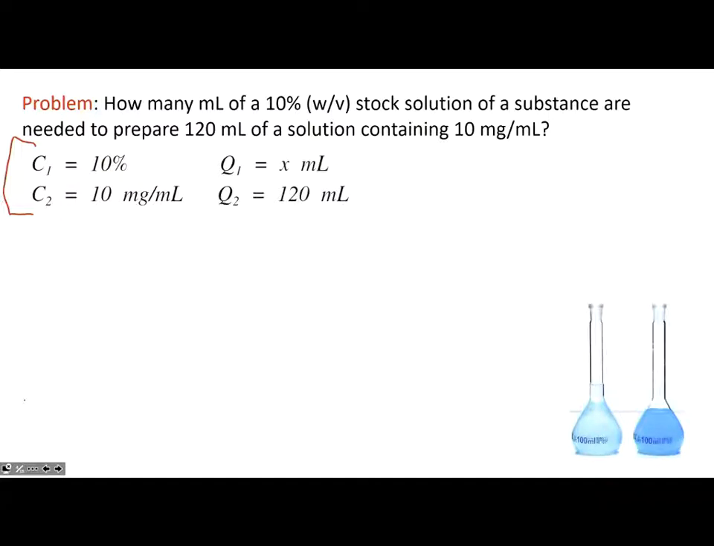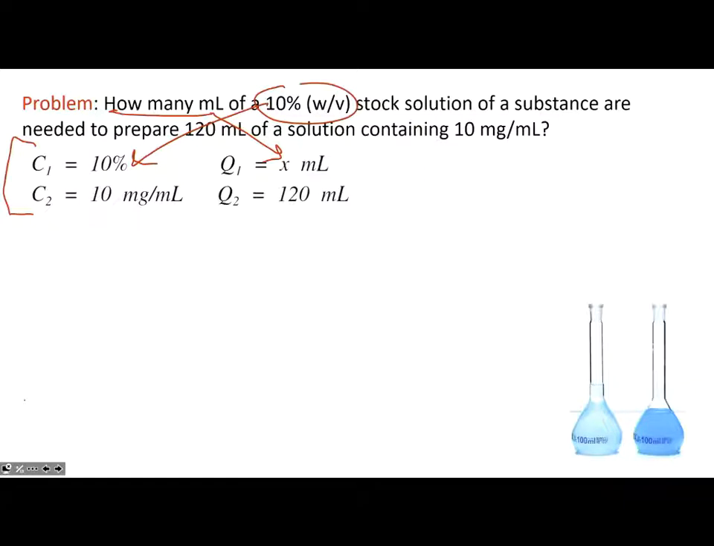So since this is how many milliliters, that's what my Q1 is. I do not know what volume of my 10% to use. I'm solving for that. So I'm going to set my Q1 equal to X milliliters. I don't know it. But what is the concentration? It's a 10% weight per volume concentration. So I know it's C1. The C1 is 10%. The Q1 is X milliliters. I do not know how many milliliters. All right? So far, so good on that?